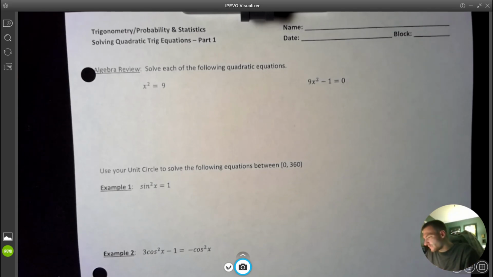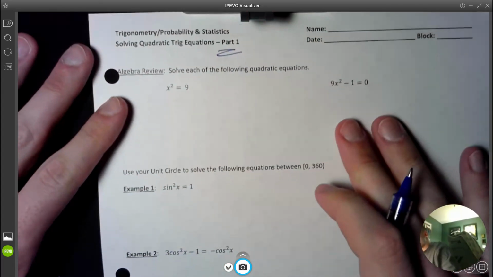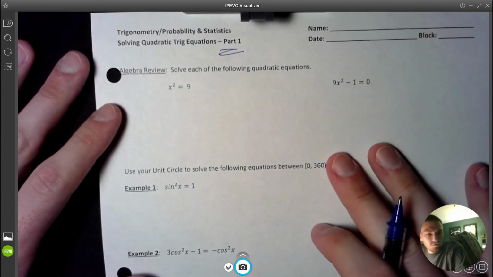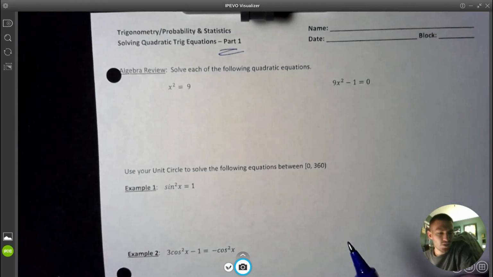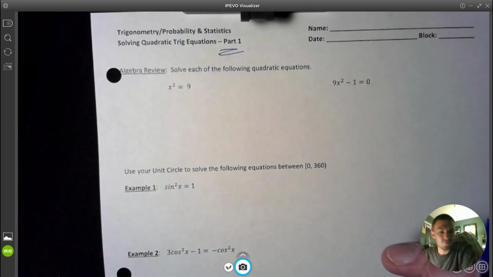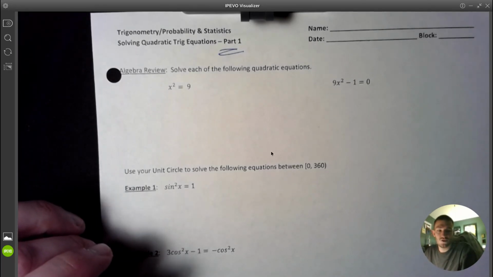Mr. Collier. We're going to go through part one of quadratic trig functions, and I'm going to go relatively quickly. If this is too fast or you need more examples, you are already on YouTube, and you are smart enough to find another teacher, perhaps even a better teacher, to show you how to do this.